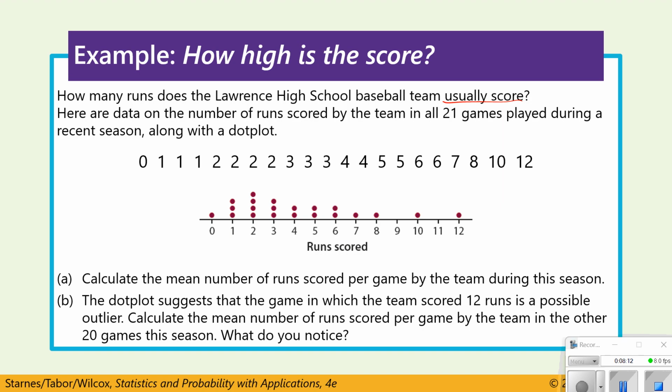First thing that we want to do is to calculate the mean number of runs scored by game during the season. Okay, so we're going to start by adding up all of our numbers and then dividing it by 21. So go ahead and pause the video real quick here. Calculate the mean by adding up all the numbers and dividing by 21.